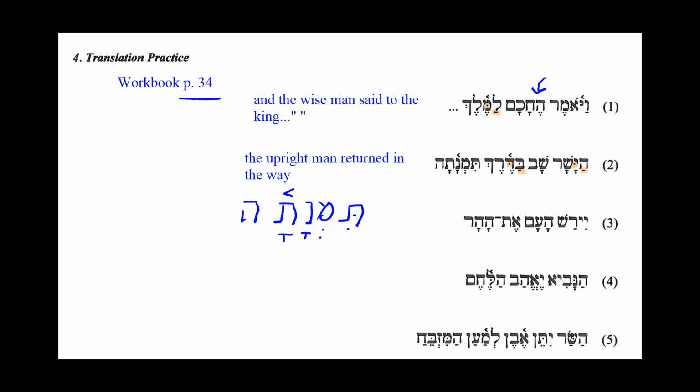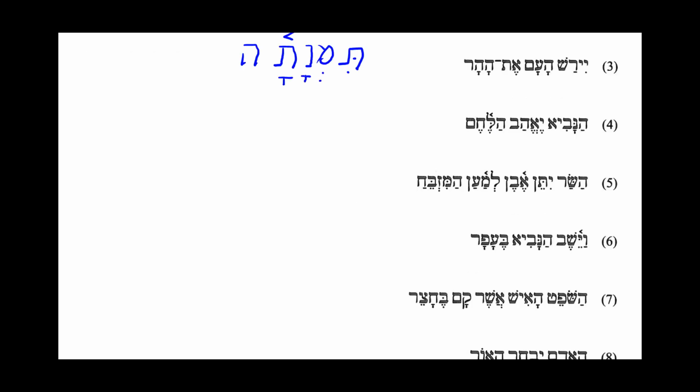So we'll come back over here to Timnah. The directive hey could mean to, at, possibly even in, but it looks like with the rest of the context here it is probably to. The upright man returned in the way to Timnah. All right, so that is our second one. Let's go ahead and look at number 5 now.